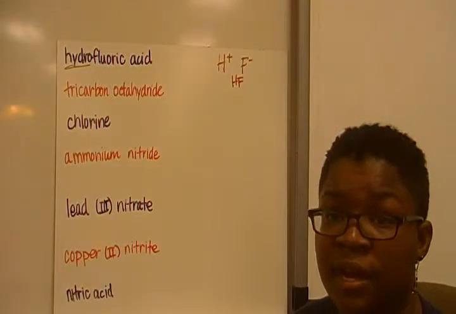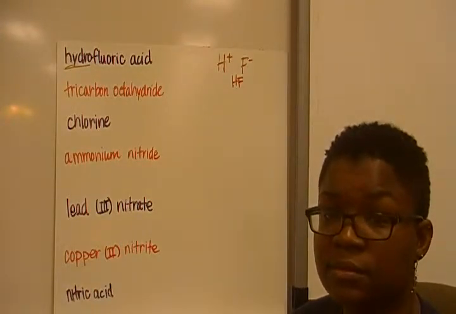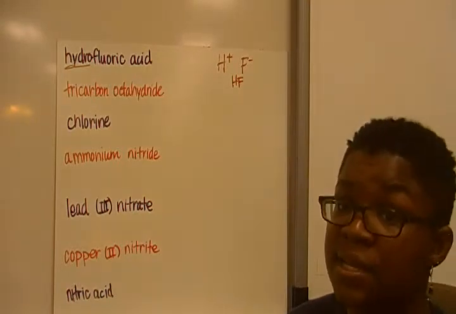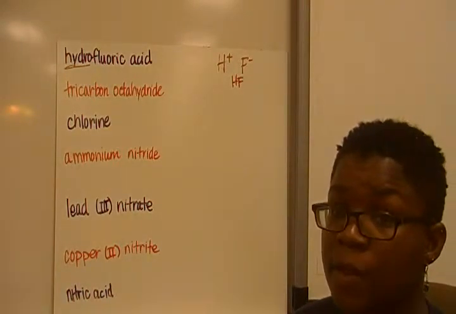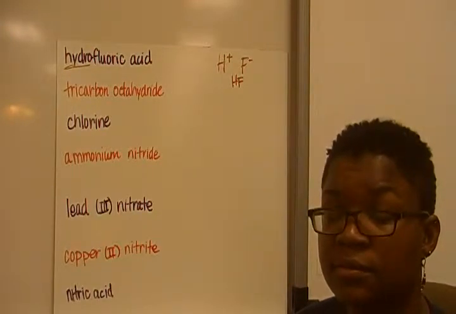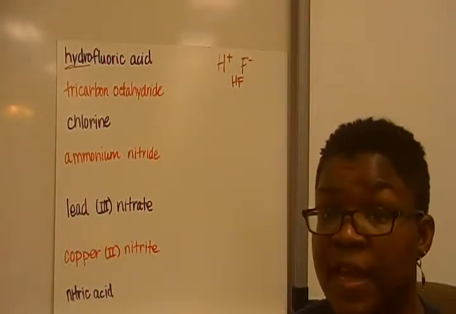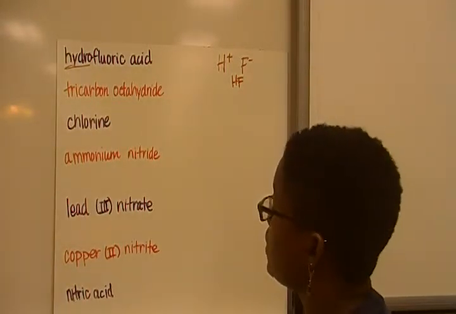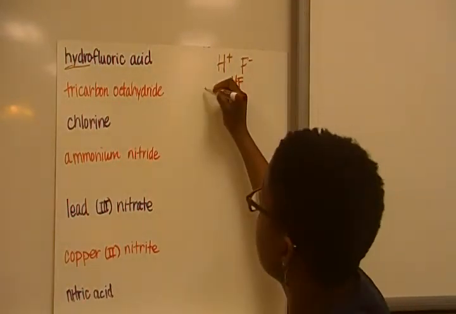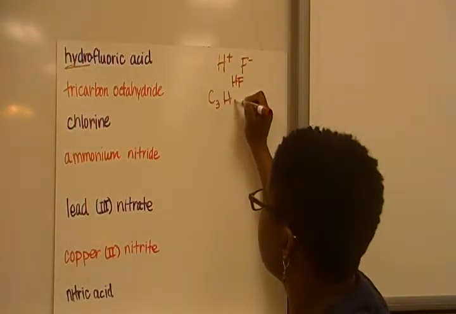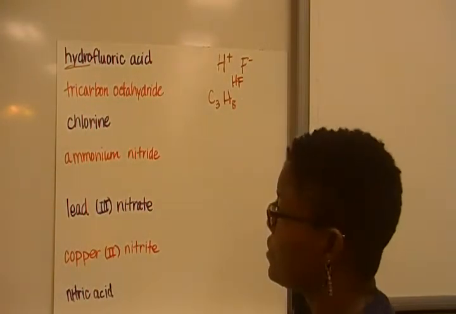Tricarbon octahydride. Element? Compound? You should have figured out that it's a compound. Covalent, acid, ionic? Covalent is the correct answer. So this one is covalent. And again, it tells me the name. Tricarbon, octahydride. That means 8 hydrogens.